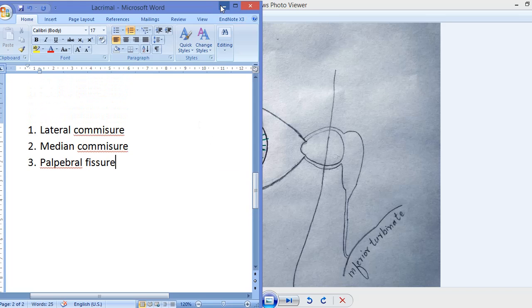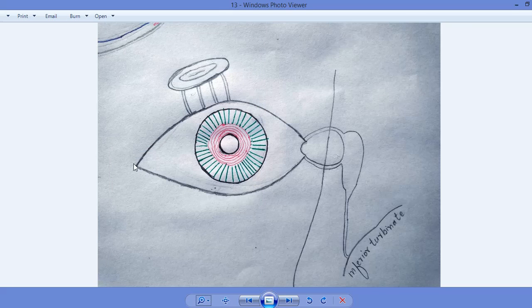So the lateral side of the eye where the upper and lower eyelid meet, that edge or that point is called lateral commissure, and the median point where the upper eyelid and lower eyelid meet, that is called median commissure. Now the gap in between the upper and lower eyelid is called palpebral fissure, just like the fissure of the brain, just like the fissure of the lips, just like the fissure throughout the body.